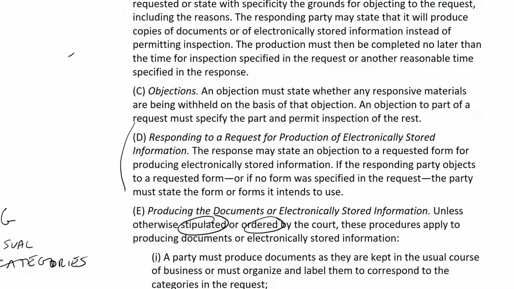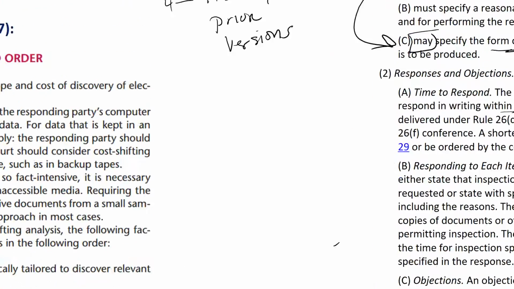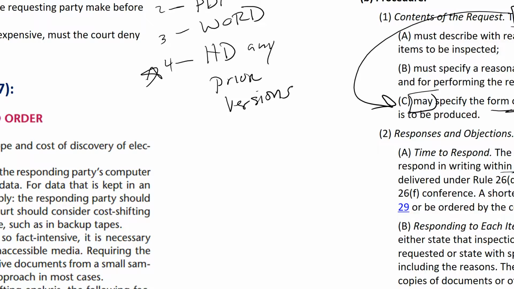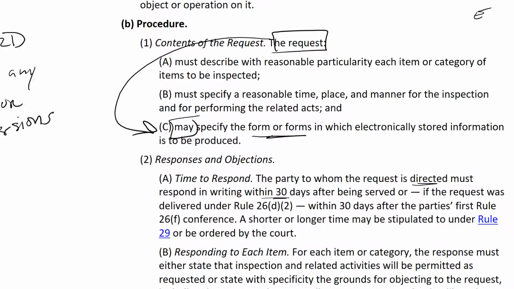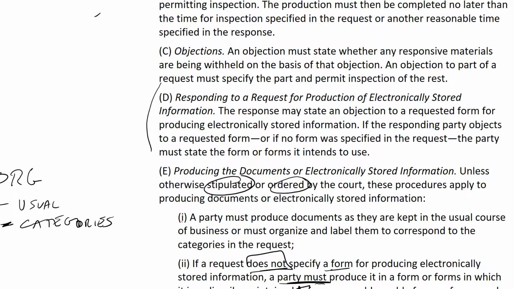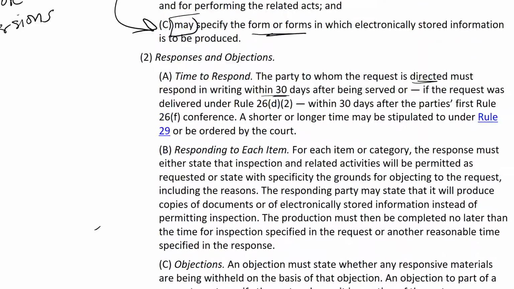Here it is, D. Suppose the requesting party asks for number 4 and the responding party doesn't want to do that. Well, this is under Rule 34(b)(2)(D). The responding party may state an objection to the requested form. So say the requesting party asks for number 4 and the responding party thinks that's too burdensome. So they can state an objection, and if they object to the requested form, then that party must state the form or forms that it intends to use, right?